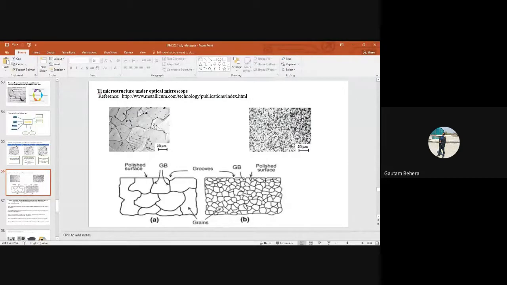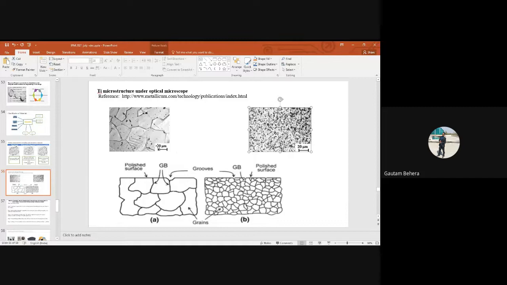This is a microstructure. It's a crystalline structure. This is a crystalline material, but which kind of crystalline material? Single crystal or polycrystal? Polycrystalline. Very good. This is a polycrystalline material, and this is also a polycrystalline material. But what is the difference between this polycrystalline material and this one? Can you figure it out?